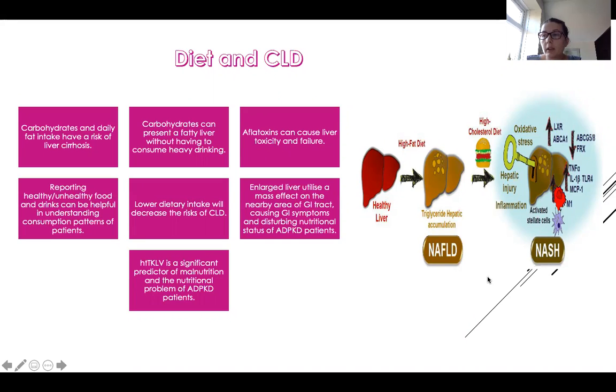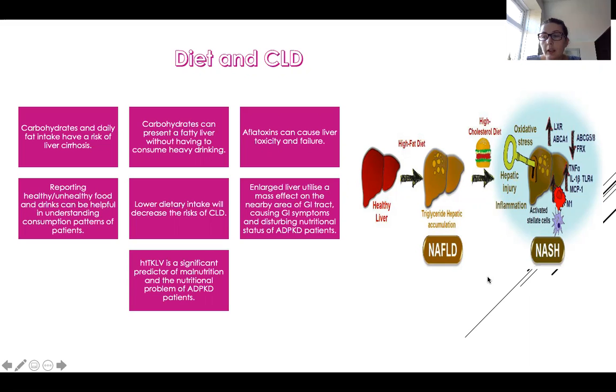It was observed that aflatoxins are in food such as corn, cassava, peanuts, rice, and wheat, which are contaminated with aflatoxin. Also, it was reported that aflatoxin can cause liver toxicity and failure. Lower dietary intake will decrease the risk of chronic liver disease.